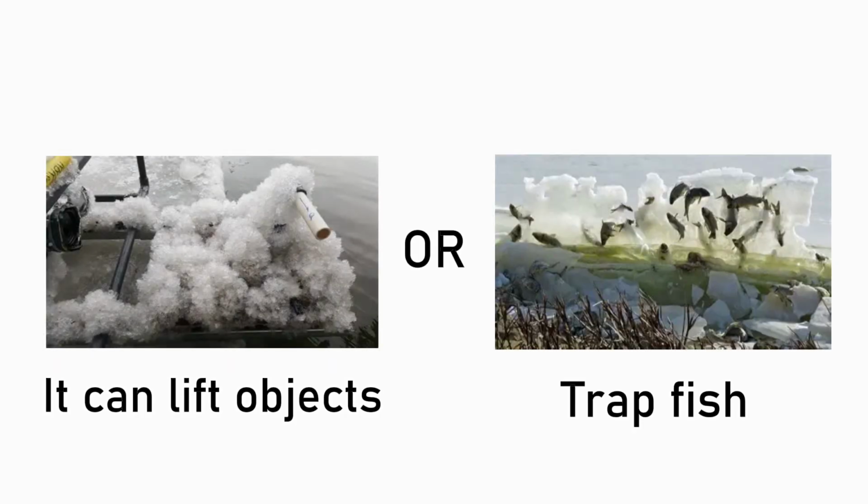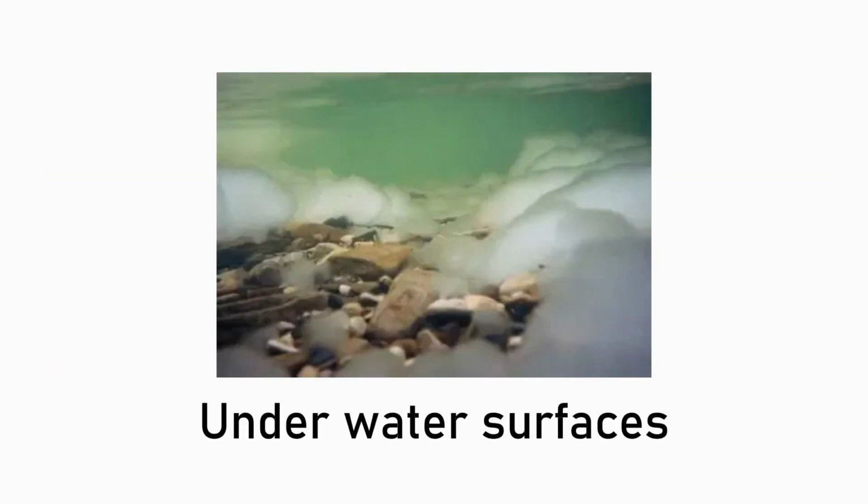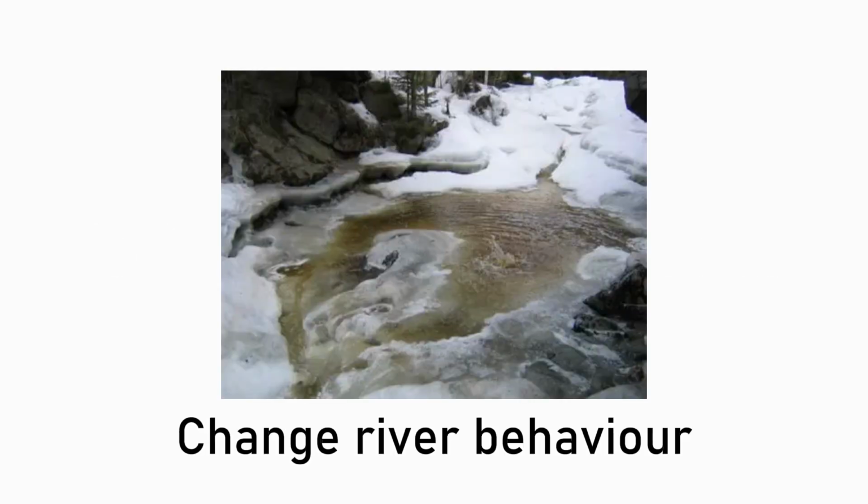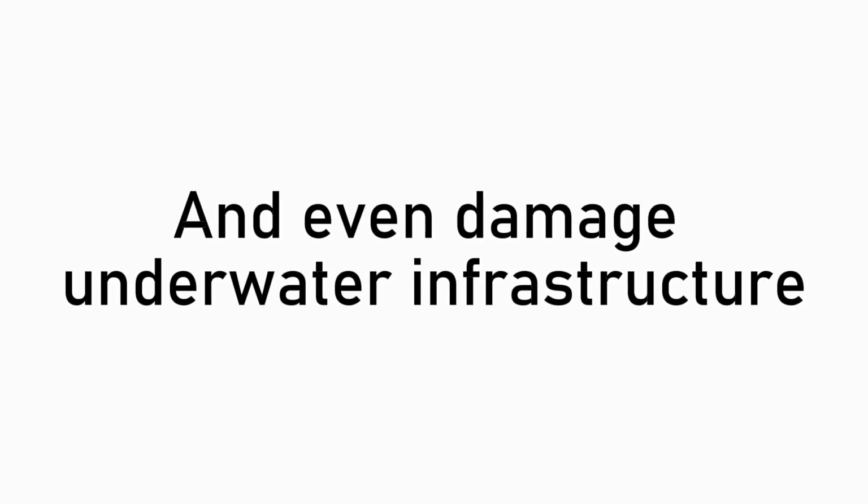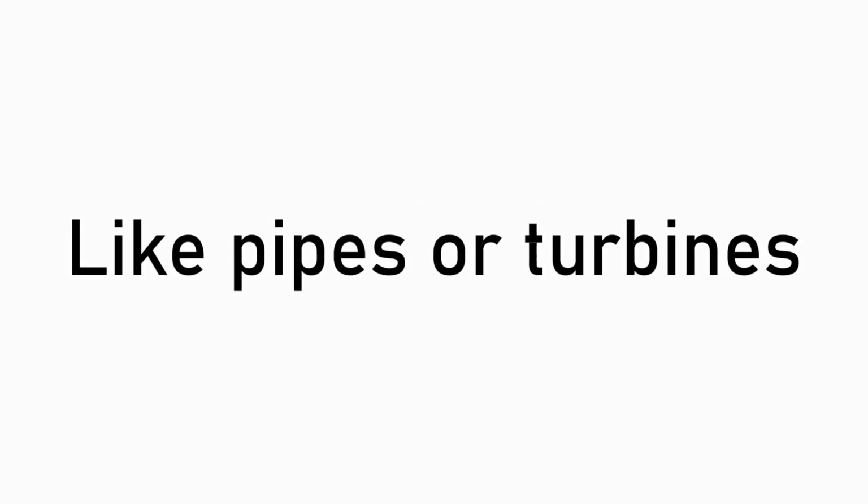What makes it unusual is that it can lift objects or trap fish by freezing directly onto underwater surfaces. It matters because it can disrupt ecosystems, change river behavior, and even damage underwater infrastructure like pipes or turbines.